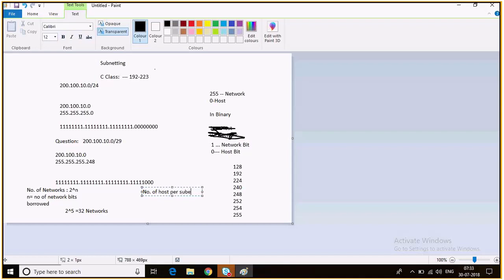So every subnet will have some number of hosts. We will not have the entire big subnet now. We have small subnetworks. How many subnetworks do we have? We have 32 subnetworks. And how many hosts do we have in each subnet? It is given by 2 raised to power m, minus 2, right? Now this is in brackets actually. So it is 2 raised to power m minus 2, where m is equal to the number of remaining zeros, right? M is equal to the number of remaining zeros.